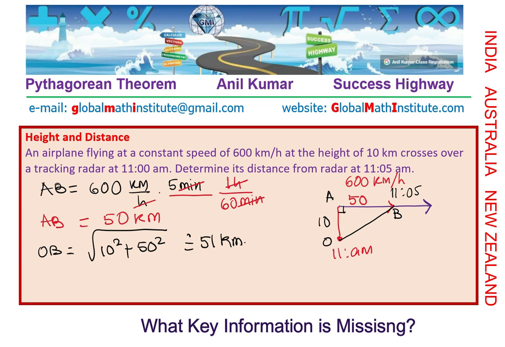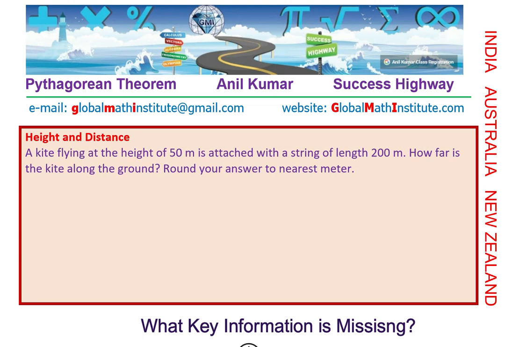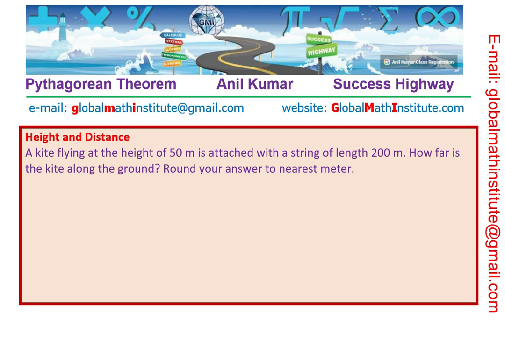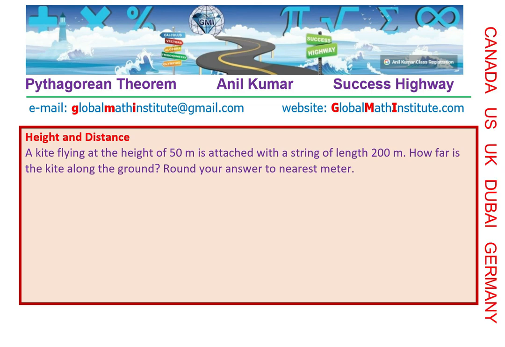Great. So in most of our examples, what we did was that we found the hypotenuse, the longest side. Now here is a slightly different question for you, which could be the case, right? The question is, a kite flying at a height of 50 meters is attached to a string with a length of 200 meters. How far is the kite along the ground? Round your answer to the nearest meter. So let's say that the kite is flying and that is the distance. That is how the diagram is, correct? And this is the ground.